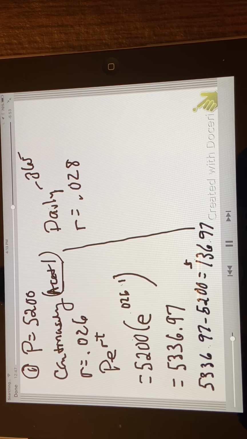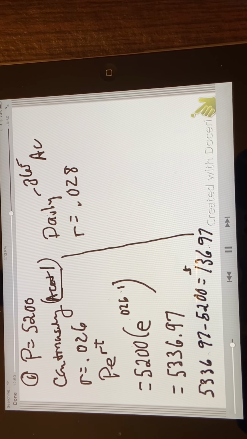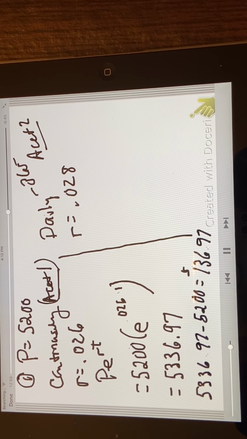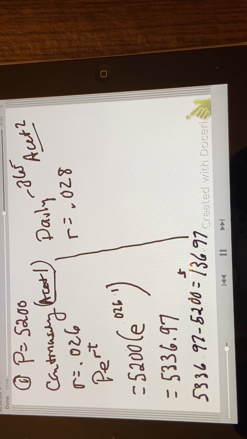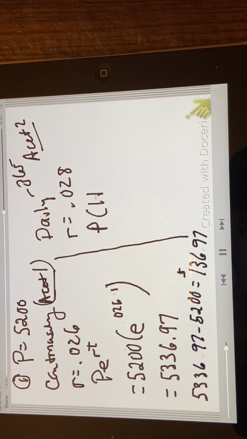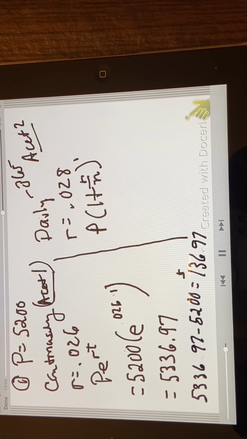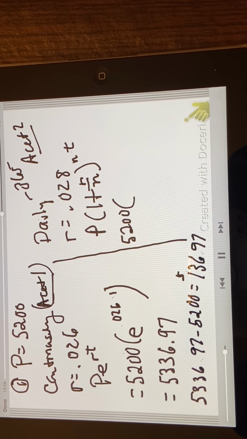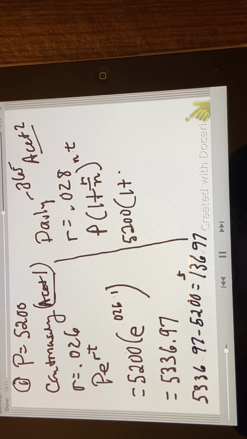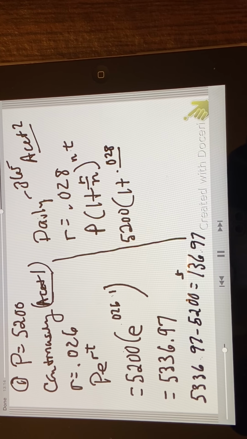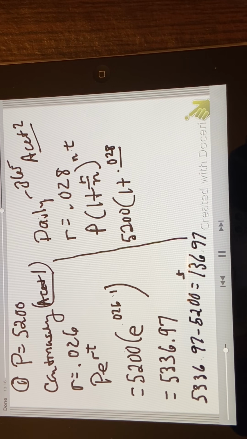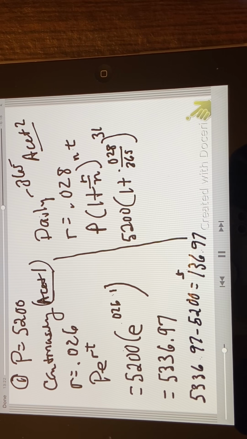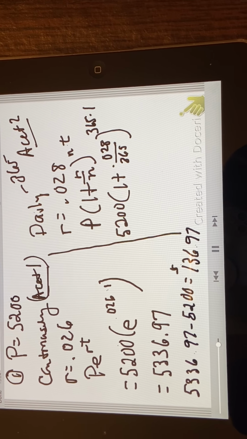So that's how much she's going to gain on account 1. And then over here in account 2, we're doing compounding daily. So remember, the formula for this is P(1 + r/n)^(nt). So 5,200 times (1 plus the rate as a decimal, 0.028, over N), where N stands for how often you're compounding it. It's 365. Well, that's also part of my exponent, and I'm going to do it for 1 year.